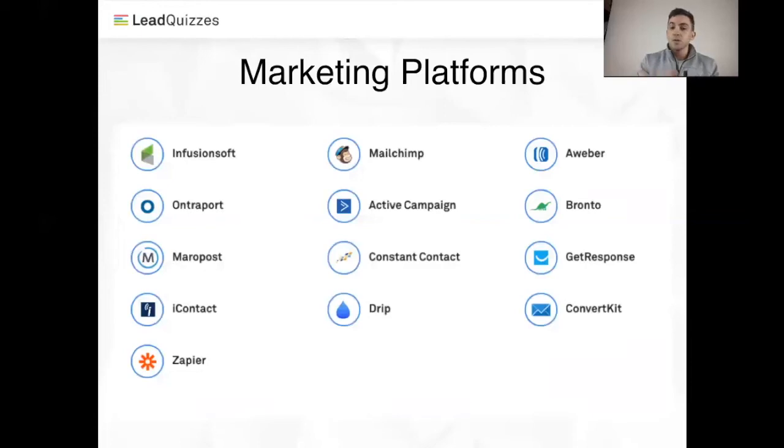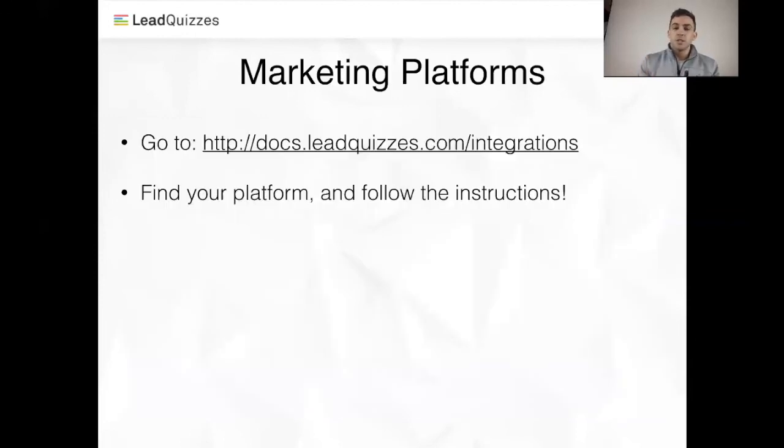Some of the top ones. We also have Zapier integration. So we really cover all of our bases with most of the integrations. And to just set up those integrations, we have all the documentation for all of those.